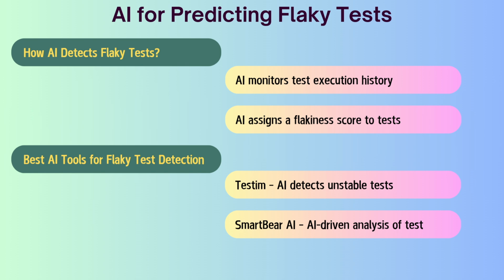A fintech company used AI-powered flakiness detection on their Selenium tests. AI identified that 20% of the tests failed randomly due to slow loading elements. By auto-adjusting wait time, AI reduced false failures by 60%. So how to do that? You can use AI tools for flaky test detection. You can use Testim, which can detect unstable tests and also auto-heal scripts. You can also use SmartBear AI, which is also AI-driven analysis for test reliability.